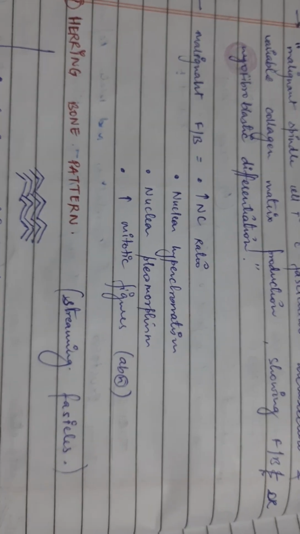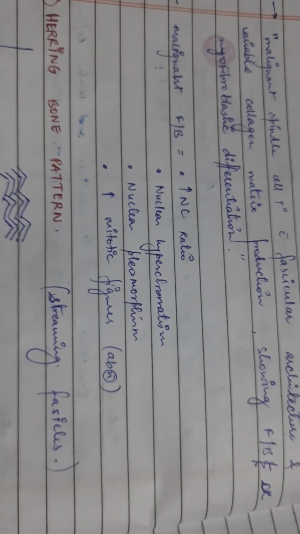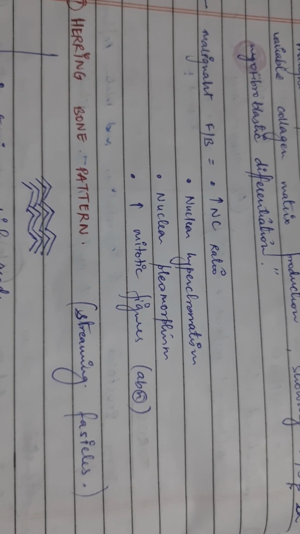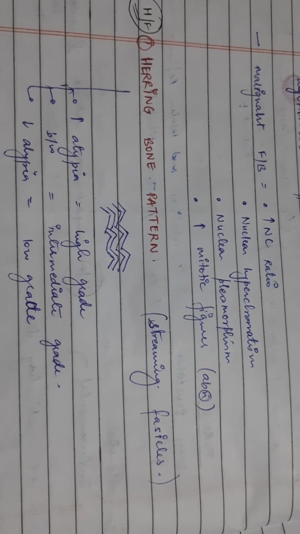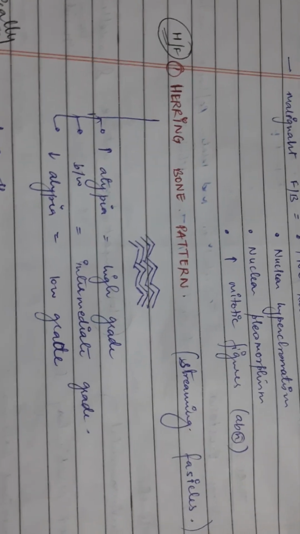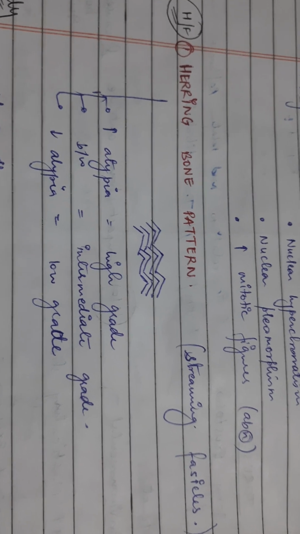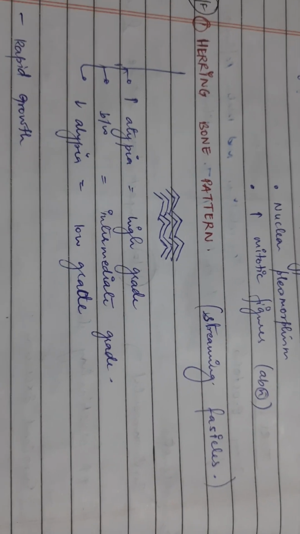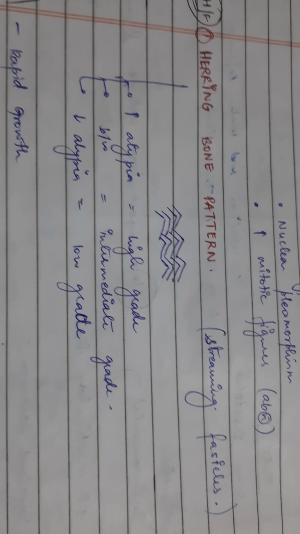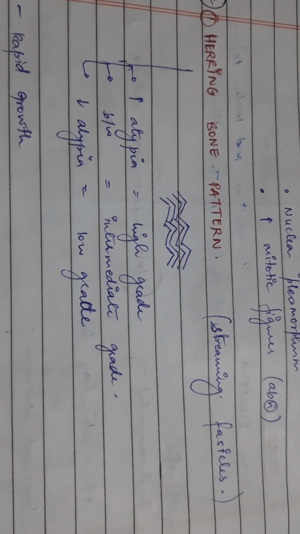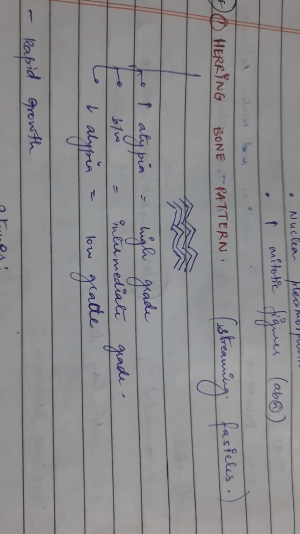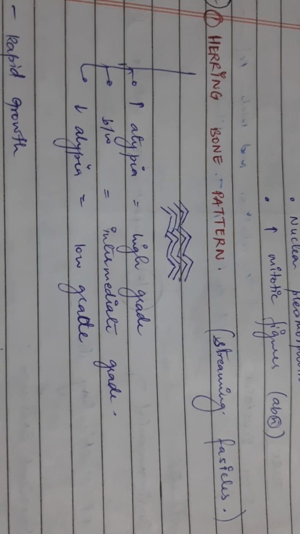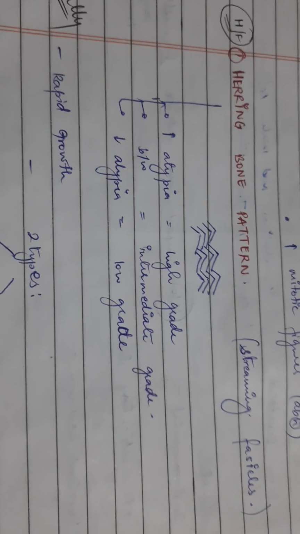Malignant fibroblasts show an increased N:C ratio, nucleocytoplasmic ratio, nuclear hyperchromatism, nuclear pleomorphism, and increased mitotic figures. Histological features are a herringbone pattern and streaming fascicles in fibrosarcoma. Increased atypia means high grade, in between means intermediate grade, and decreased atypical features means low grade.